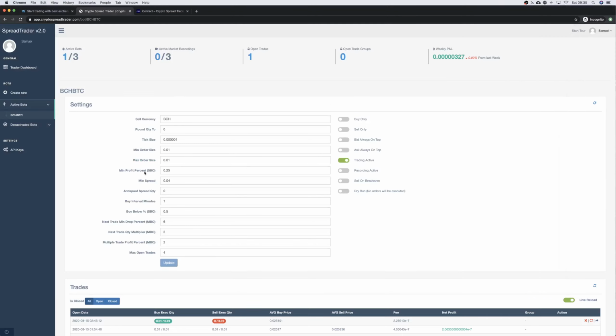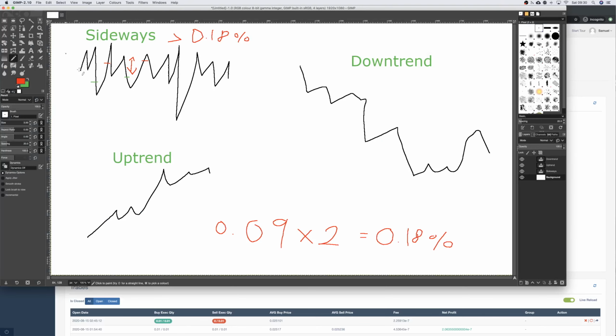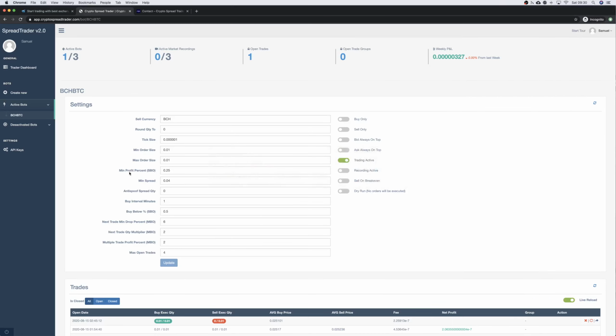So this strategy is the SBO target, because we are always talking about only one order. We buy, we sell, we buy, we sell, we continue like this. So the target of this strategy is the min profit percent SBO. Here you can see 0.25.